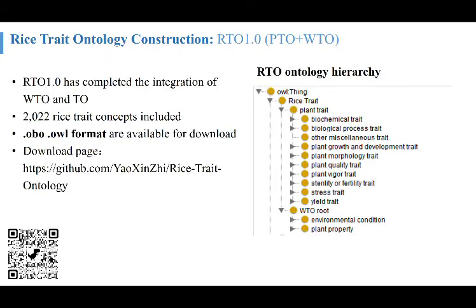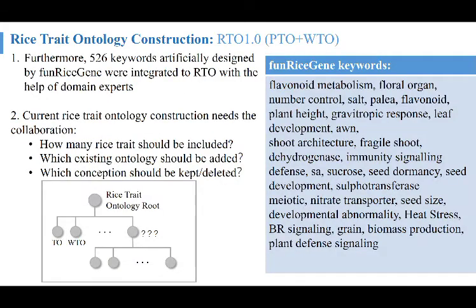Now, the RTO 1.0 version has completed. It includes 2022 RiceTrait concepts now. You can download the RTO from this page or scan the QR code. In our future plan, the 526 keywords of fungus gene will be added to the RTO 2.0 version with the help of the domain experts. Some of the keywords are shown on the right.